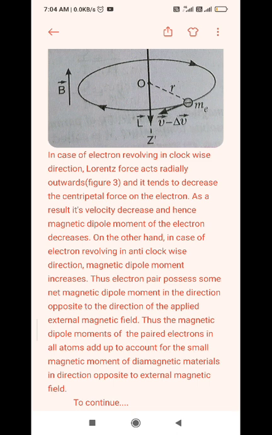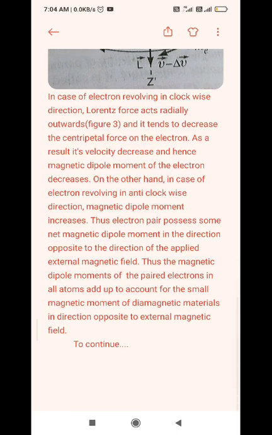So these electron pairs possess some net magnetic dipole moment in the direction opposite to the direction of the applied external magnetic field. Thus the magnetic dipole moments of the paired electrons in all atoms add up to account for the small magnetic moment of the diamagnetic materials in the direction opposite to the applied field. So this accounts for the diamagnetism of the materials. So three pointers you remember.